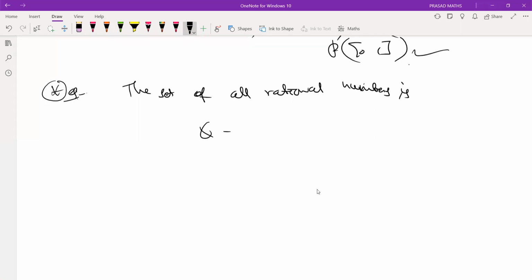Rational numbers can be written like this, right? There are so many methods. p by q such that p is an integer, q is a non-zero natural number. You can take q as a non-zero natural number. Some people take q as an integer, I will take natural numbers, everything gets covered, no problem. So what I do is, I can define like this.